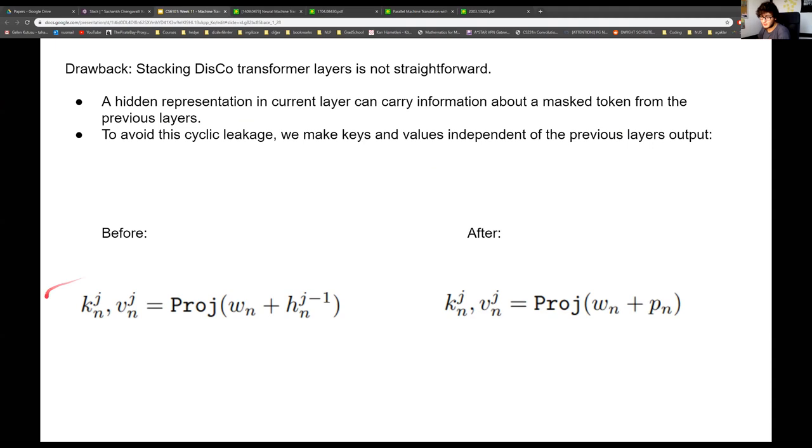In the standard transformer architecture, the key-value pairs are computed using the previous layer's hidden vectors. They change it to not do that and just use the word and location embeddings.